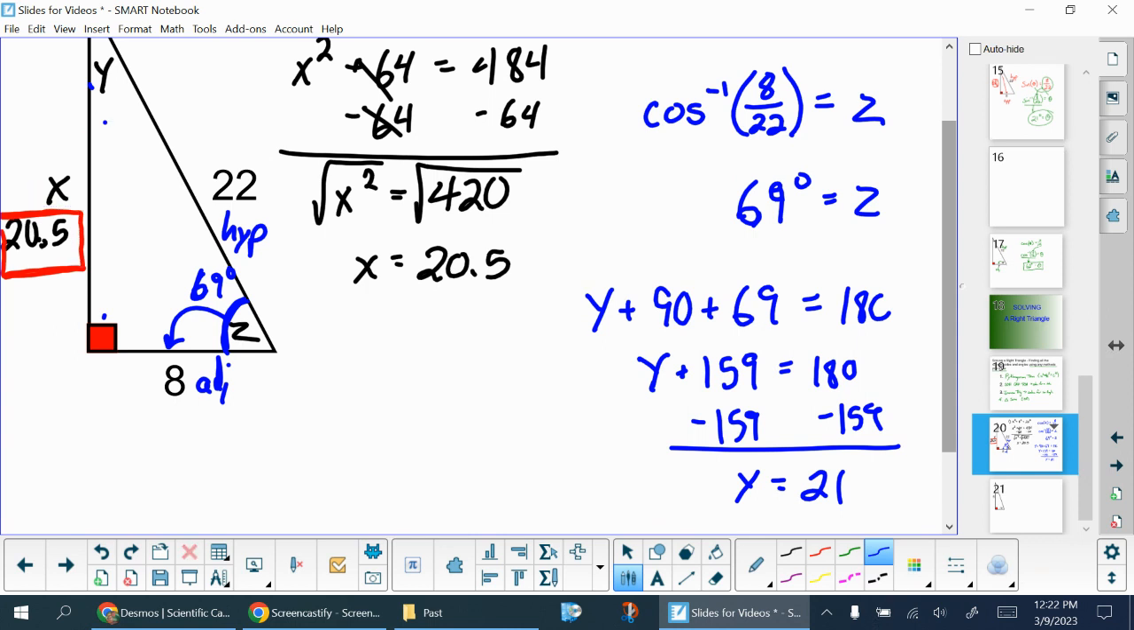One thing to keep in mind here, don't pick harder methods than you have to. If you've got two of the angles, use your triangle sum to find the last one. You're going to end up with the same answer if you go back and try to use y to find that, but why bother?